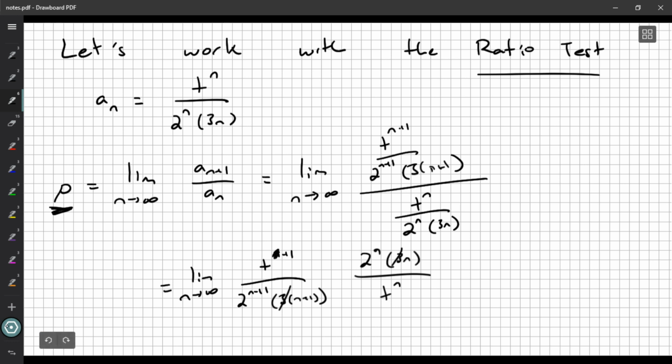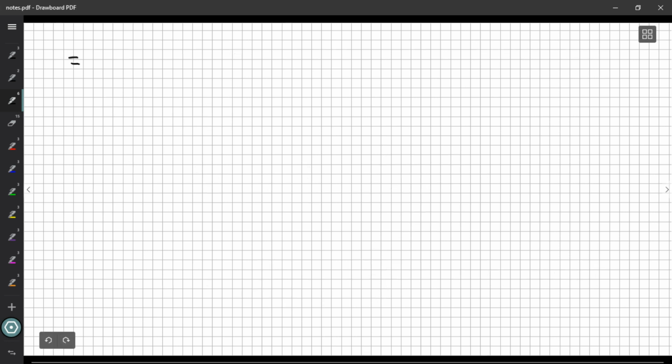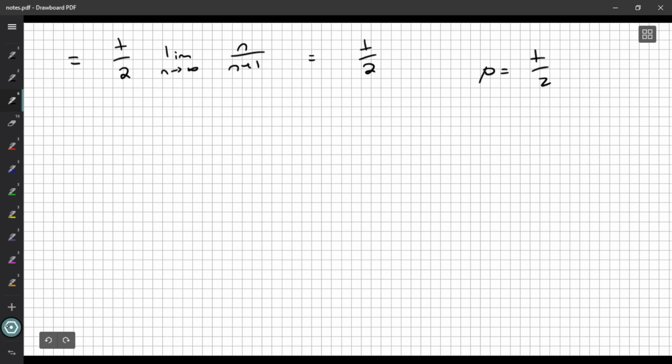Most of the t to the n plus 1 can cancel out with this t to the n. Most of the 2 to the n plus 1 can cancel out with this 2 to the n. So what we've got here is t over 2 times n over n plus 1. Well, t is fixed, 2 is fixed as far as we're concerned here. We got n over n plus 1. Well, the limit of that is just 1. So overall, our rho value is t over 2.